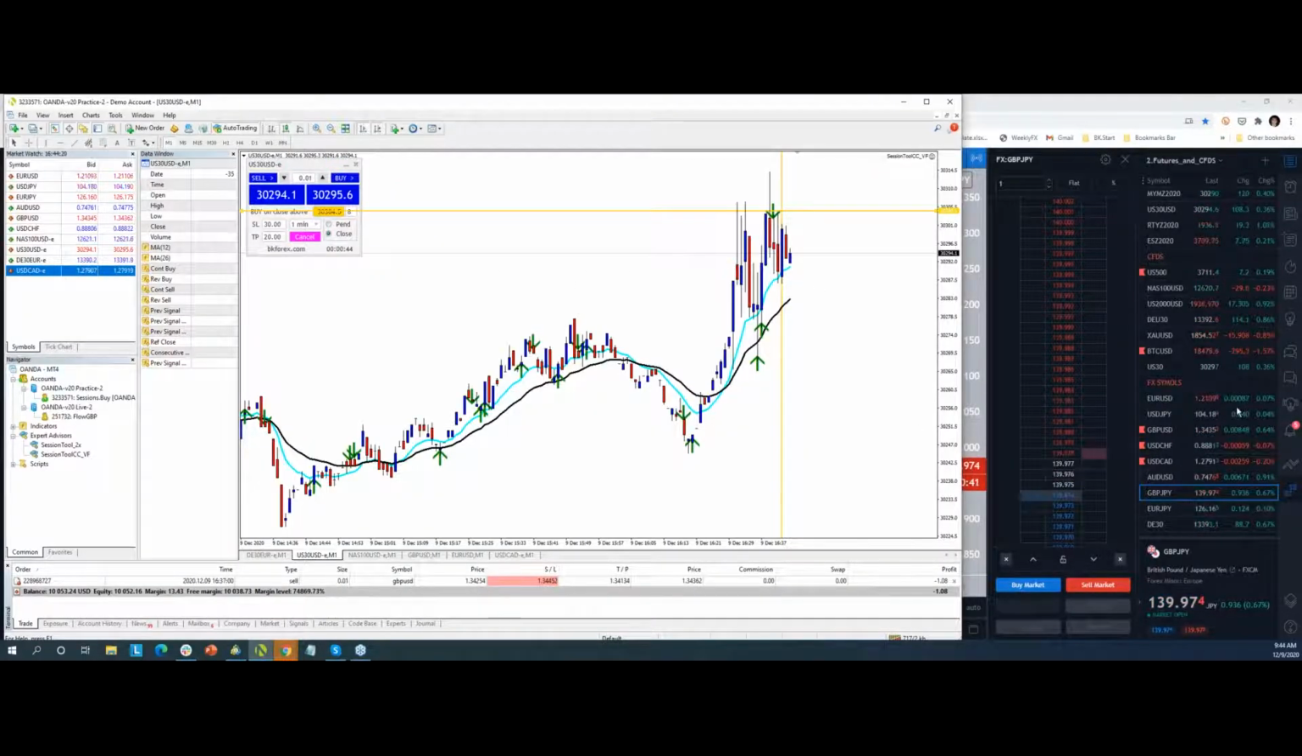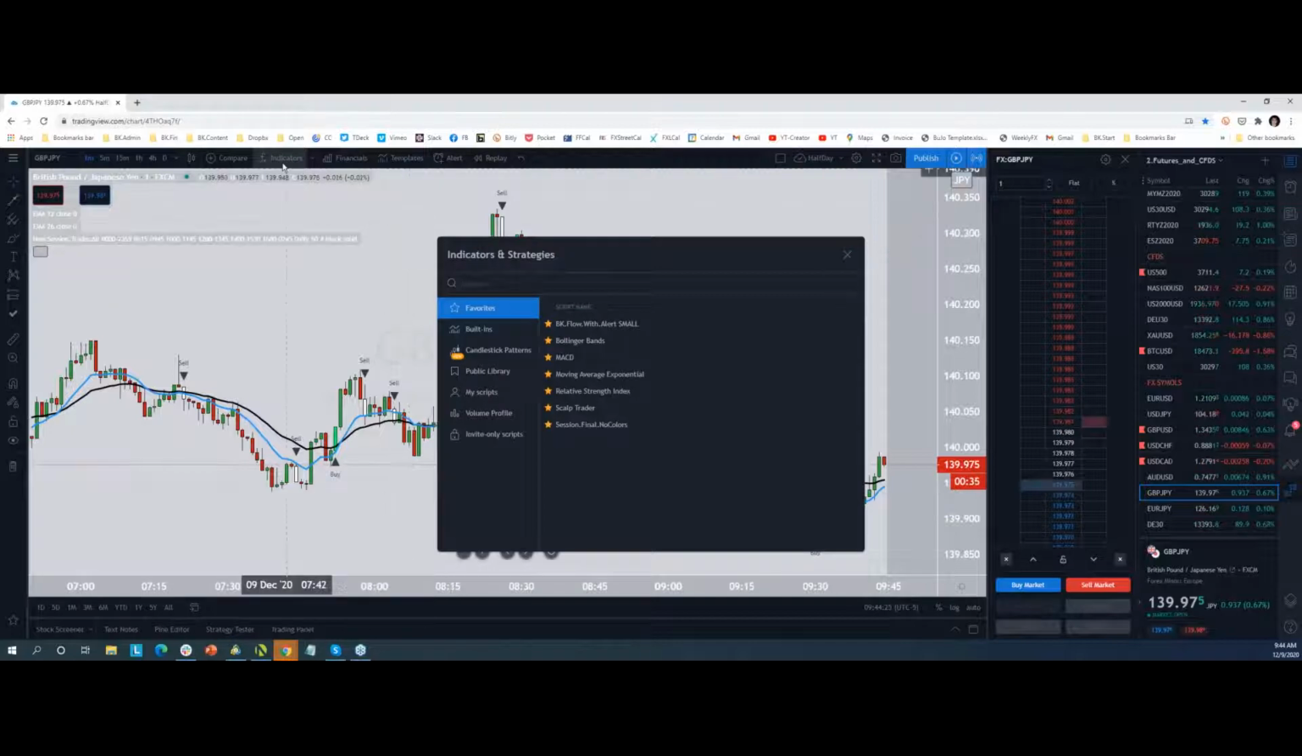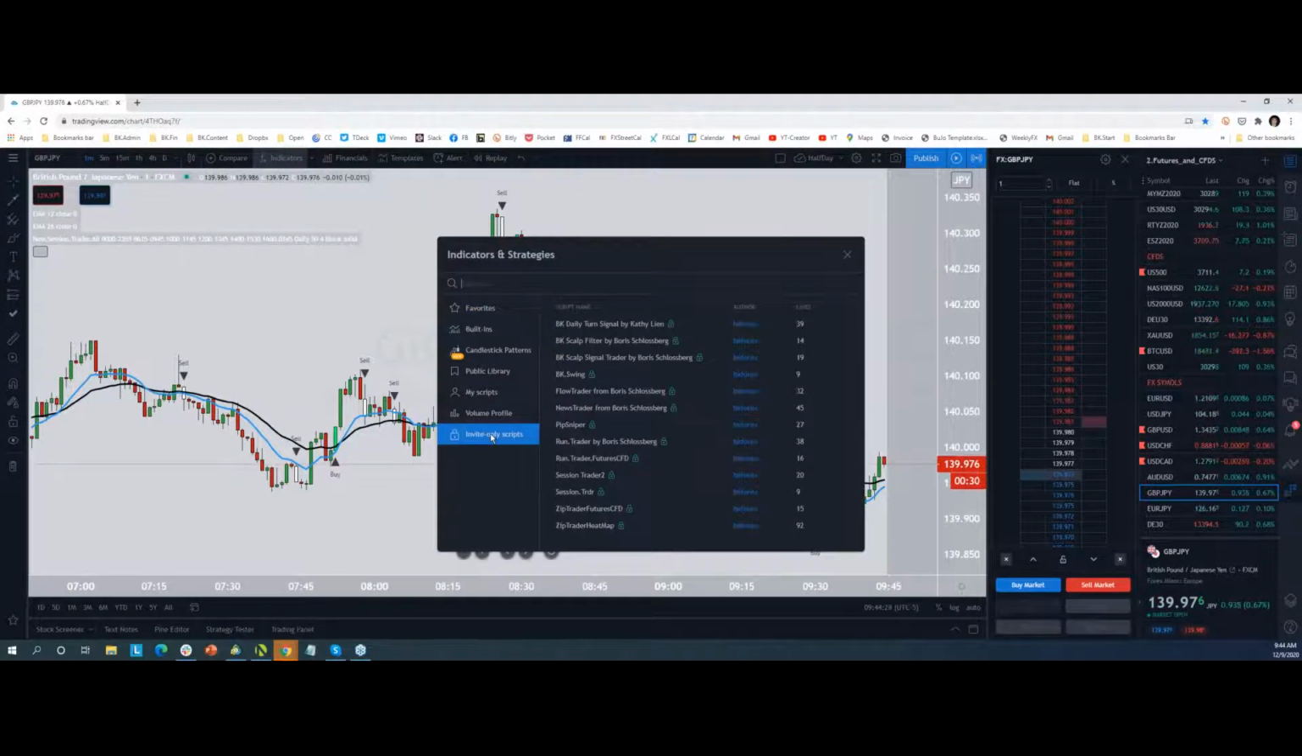We'll leave that alone. So Manuel wants to know where you're going to find it. You go into your indicators tab over here, and what you're looking for is invite-only scripts, right? You should have Session Trader 2 and Zip Trader Heat Map. These two invite-only scripts are where you would find it. Is that clear, Manuel?